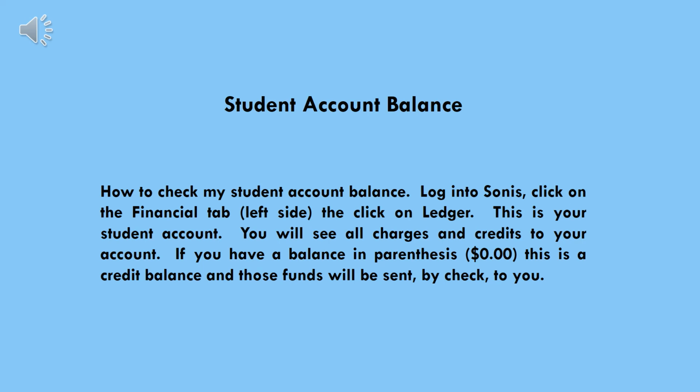If at the end you have a balance in parentheses, this is a credit that can be sent to you in a check. If the balance is not in parentheses, you owe the college that amount of money. So as your student aid comes in, you will see that balance get lower and lower until eventually it's 0, or there'll be a dollar amount in parentheses.